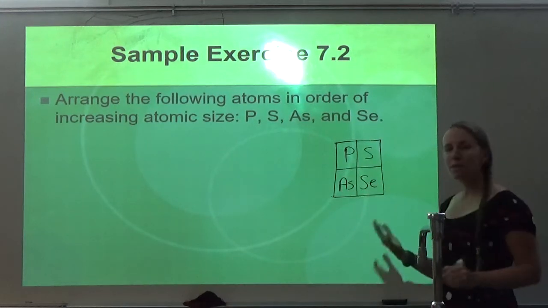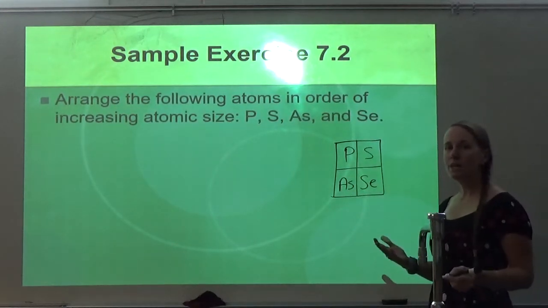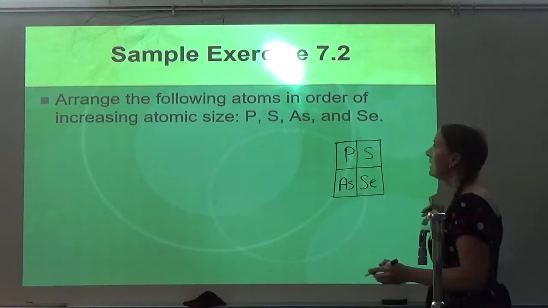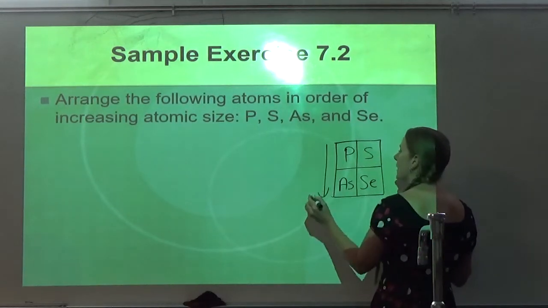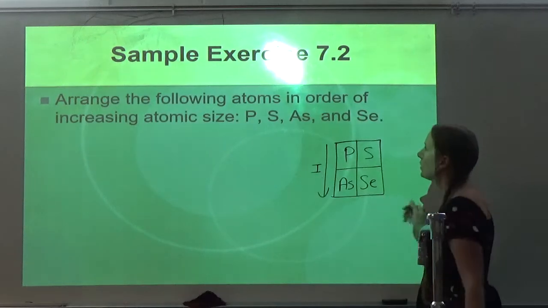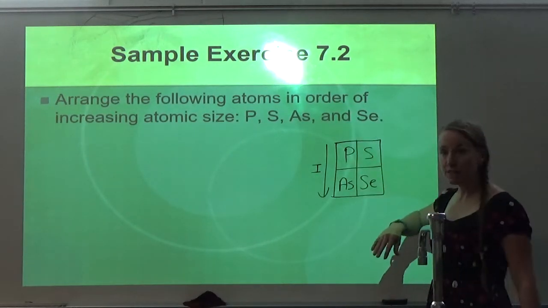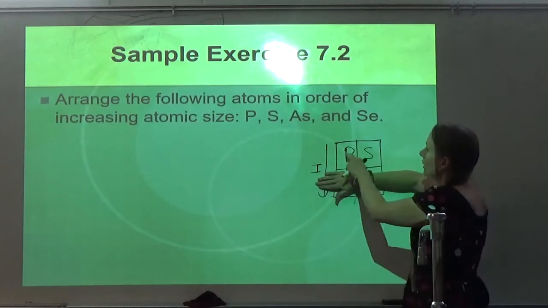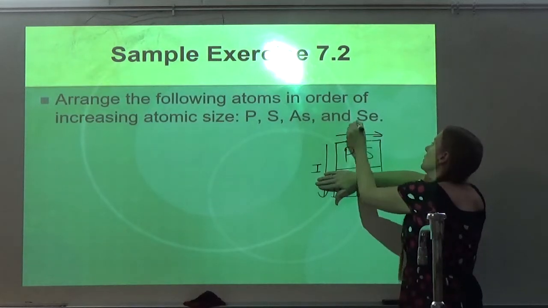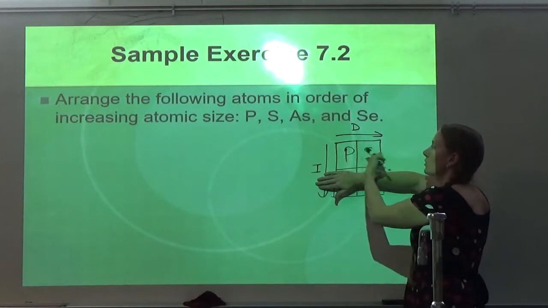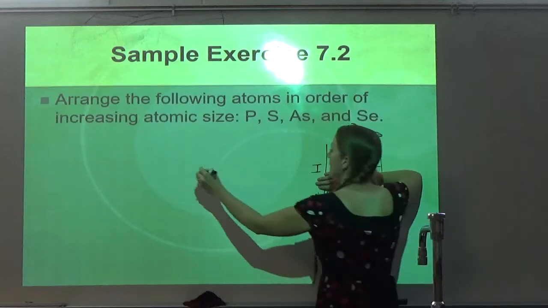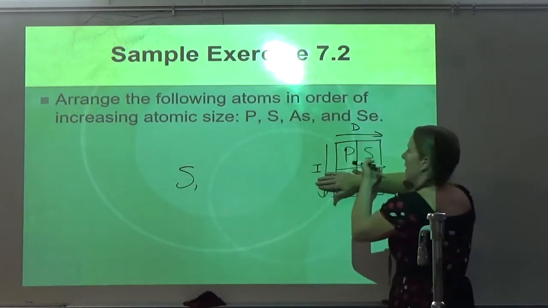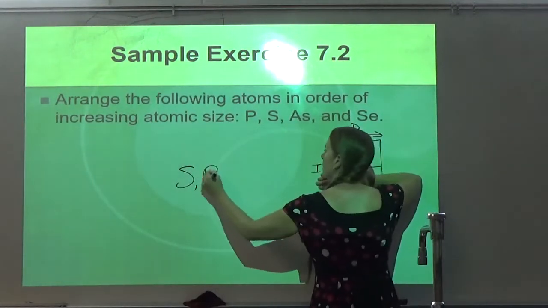All right, y'all, I always like to focus on one row at a time. I know that atomic size increases as I go down. We're putting them in order of increasing size. So I know that these are going to be the smallest ones. I also know it decreases going across. So who's smaller between P and S? S. So that's going to be my smallest. Then P would be a little bit bigger.